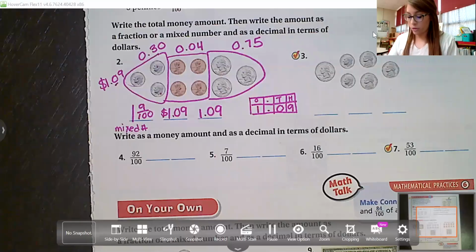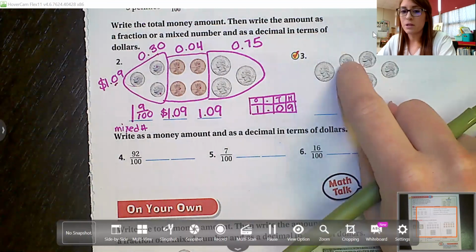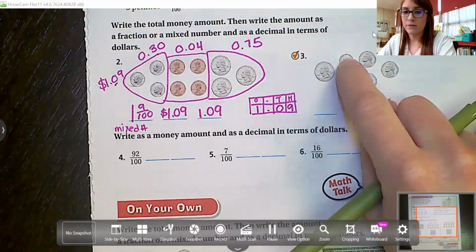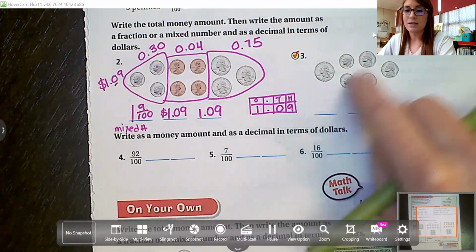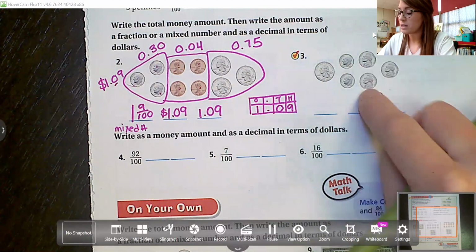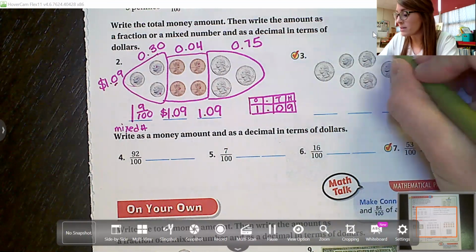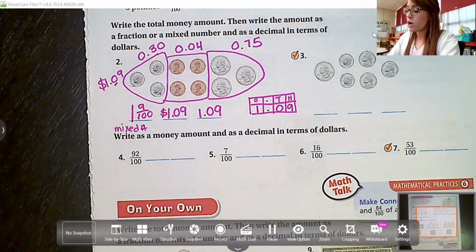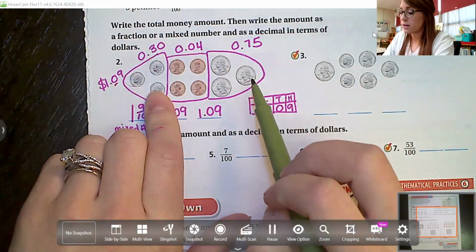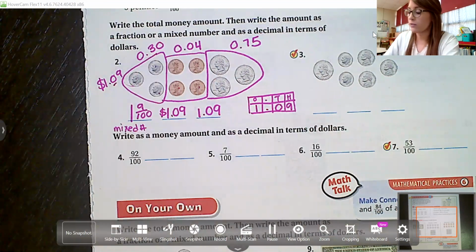For number 3, we have 1 quarter, so 25 cents, a dime, so 25 plus 10 would be 35 cents, plus 10 more would be 45 cents, plus 5 more, 50, plus 5 more, 55, and plus 5 more, 60. So we have 60 cents right here. They want us to write it as a fraction, a decimal in terms of a dollar, and the total money amount. Let's start with a fraction.